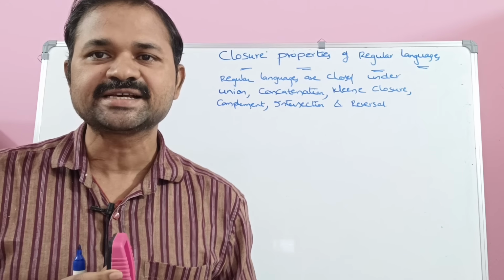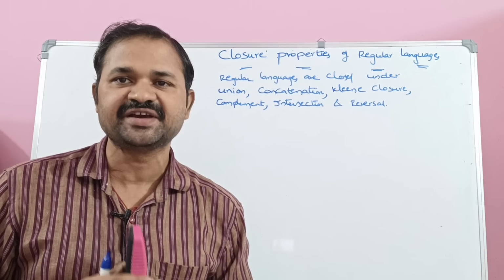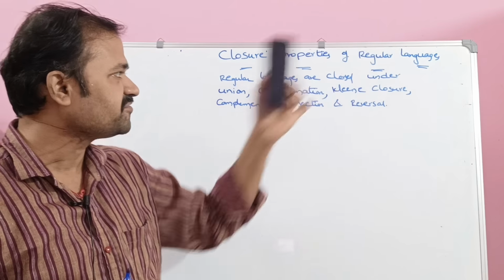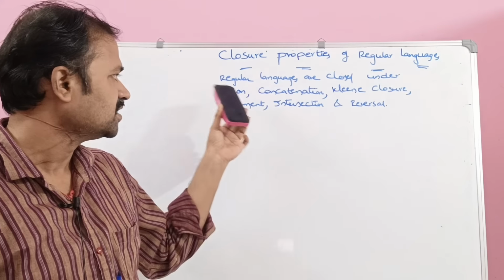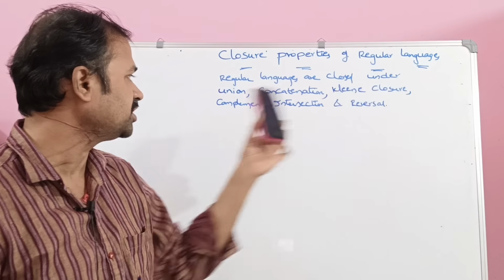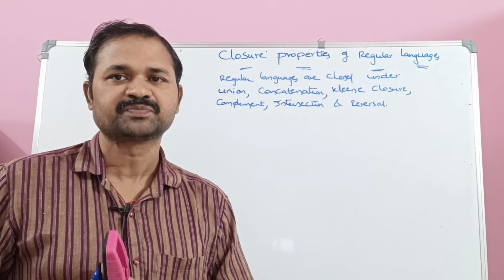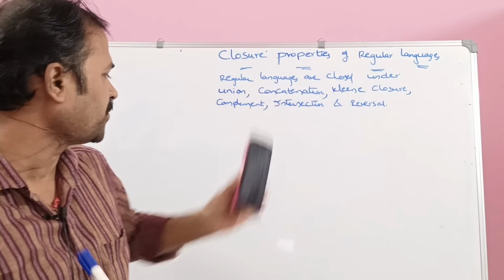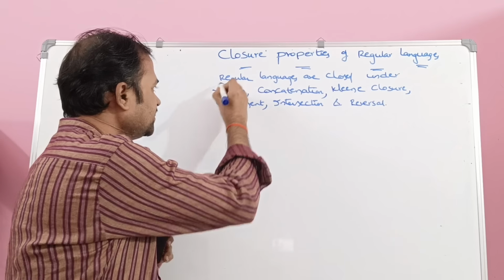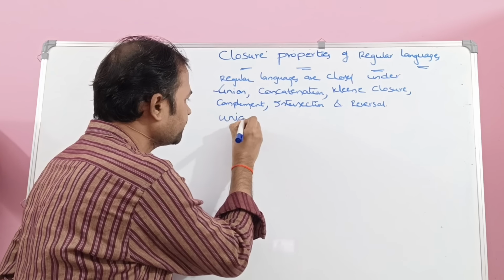Now let us discuss closure properties of regular languages. Regular languages are closed under union, concatenation, Kleene closure, complement, intersection and reversal. So let us see the first point, that is union. Regular languages are closed under union.